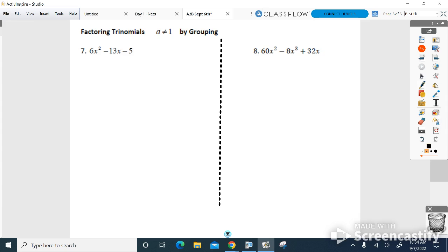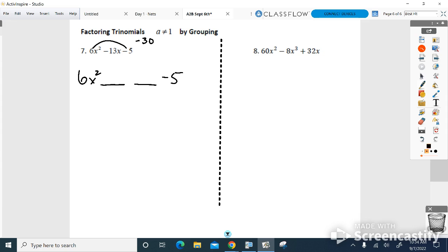First step, you multiply your A and your C value together. What's my A value? 6. What's my C value? -5, making sure the sign goes with it. What do we end up with? -30. There's your first step. How am I going to make 3 terms into 4? I'm going to take the middle term, which is -13x, and break it into 2 different terms and leave the C value the same.